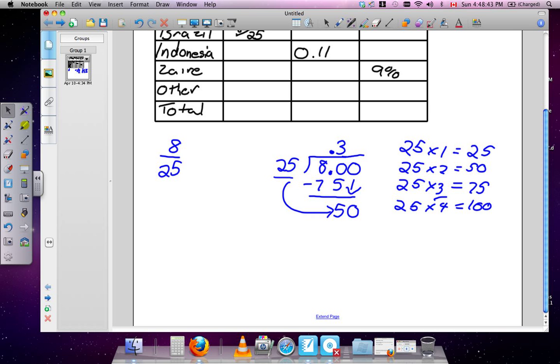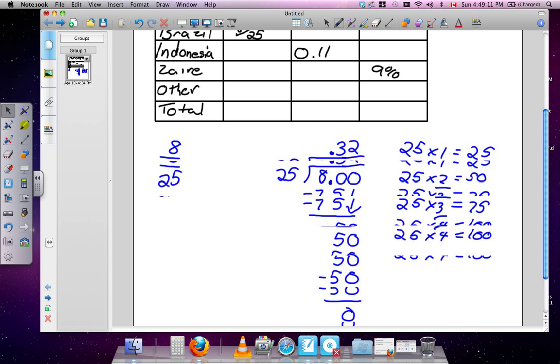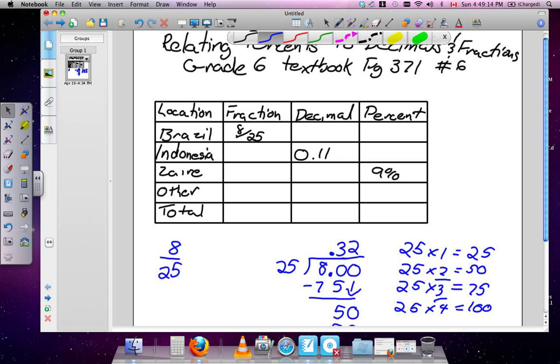We already have 25 times 2. 25 times 2 is 50. So we can write that in. We're going to put the number 2 over here, up there. And 25 times 2 is 50. So we subtract and get 0. Okay, so we now have our decimal, 0.32. So we're going to write that back in. 0.32.